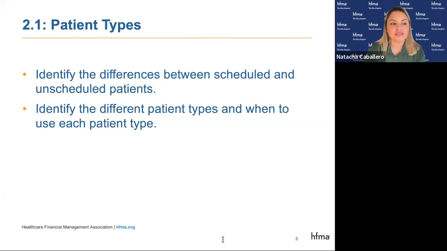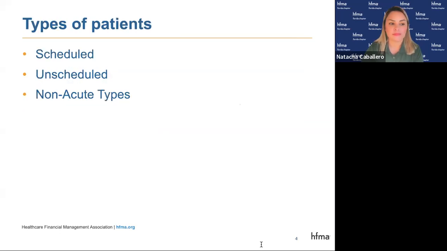So for section 2.1, covering types of patients, we're going to identify different types of scheduled and unscheduled patients within an acute healthcare facility. And we're also going to look at non-acute patient types. Types of patients: we have scheduled, unscheduled, and non-acute types of patients.